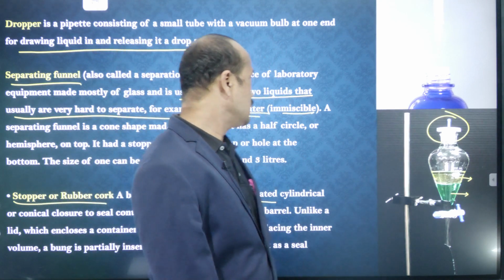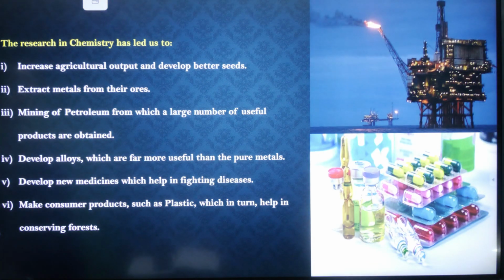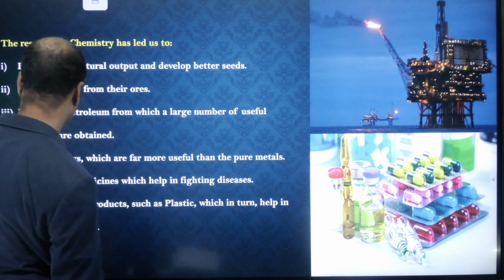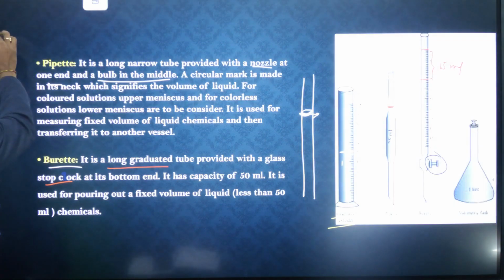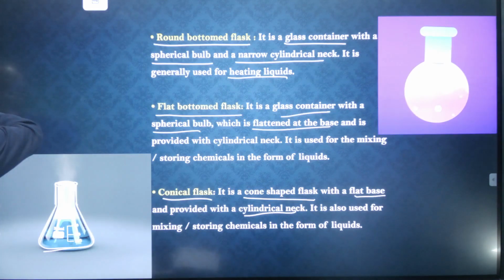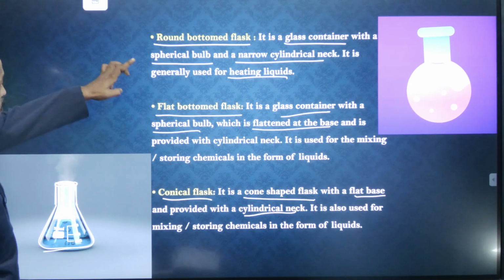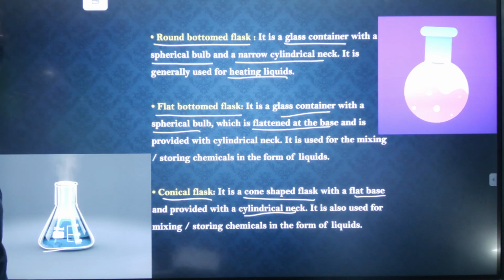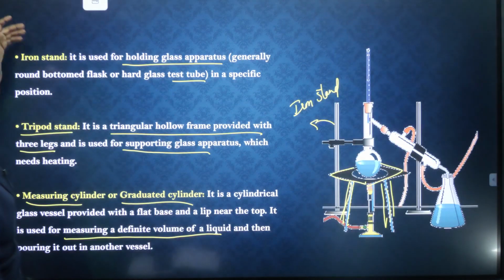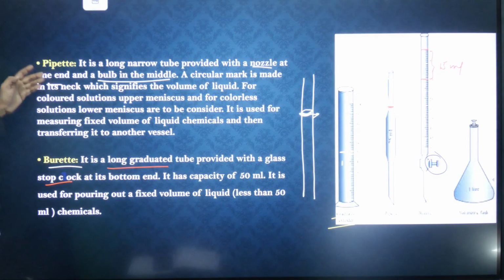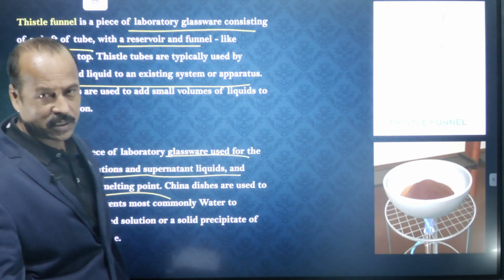Okay students, these are the very important things we discussed. This topic we will discuss in the next class. Once again, whatever all these things are, you should know them, and you can go to the lab of your school and check what we have given here: test tube holder, test tube stand, round bottom flask, flat bottom flask, conical flask, beaker, glass rod, funnel, pipette, burette, iron stand, tripod stand, measuring cylinder, Bunsen burner, watch glass. This is all very important.